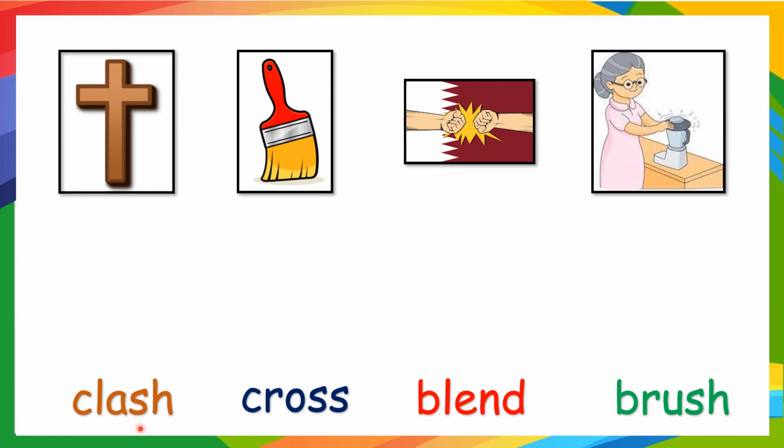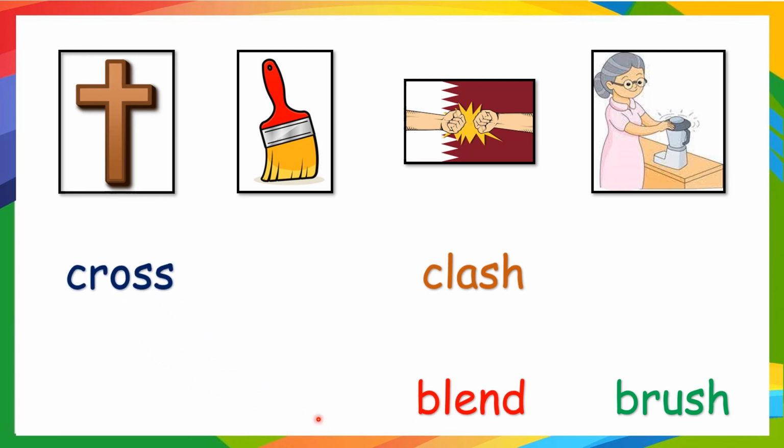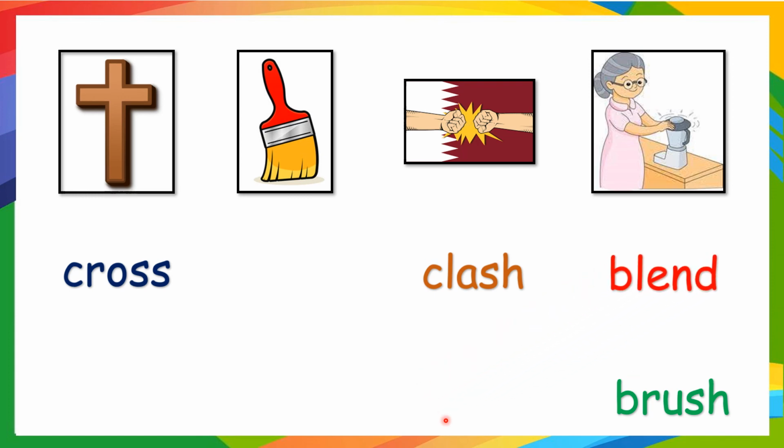Clash, clash, clash. Where is the picture clash? Yes, that's clash. Now let's read the second one. Cross, cross, cross. Can you point to the picture which is cross? Yes, wonderful. Now let's read the third one. Blend, blend, blend. Where is the picture of blend? Wonderful. Now let's read the last one. Brush, brush, brush. Very good.